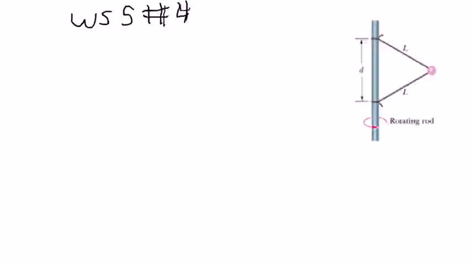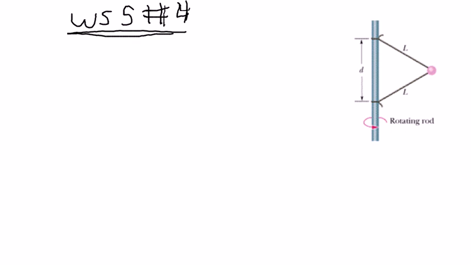Hey class, some of you have been asking about question 4 on the workshop, so I thought I would make a video to help you all out with it. In this problem we have the situation shown in the picture, where we have a rotating rod and a string attached to it that will be moving in uniform circular motion. This is almost like a free preview for what we're going to be doing in lab this week.